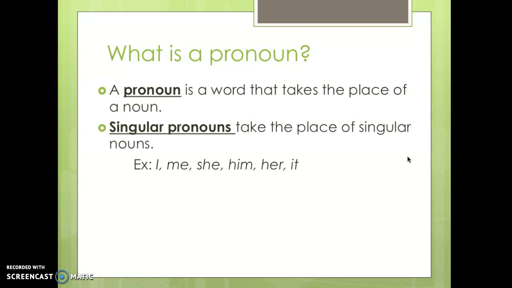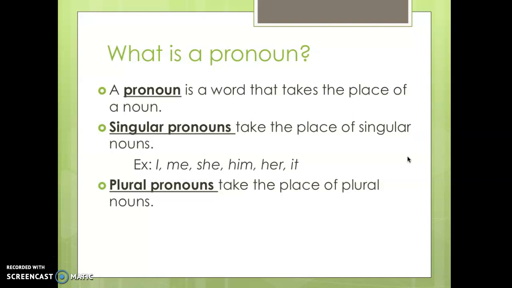You can have singular pronouns, which take the place of singular nouns. For example, I, me, she, him, her, and it are all examples of singular pronouns which would only replace a singular or only one person, place, or thing. You can also have plural pronouns, which take the place of plural nouns. So for example, we, us, they, and them would be plural pronouns used to take the place of more than one person, place, or thing.